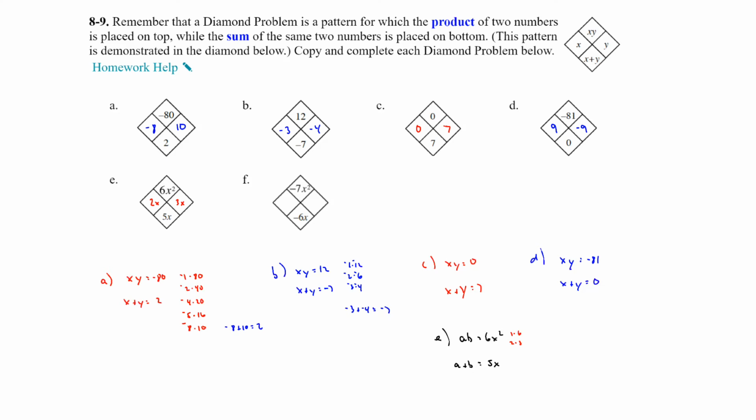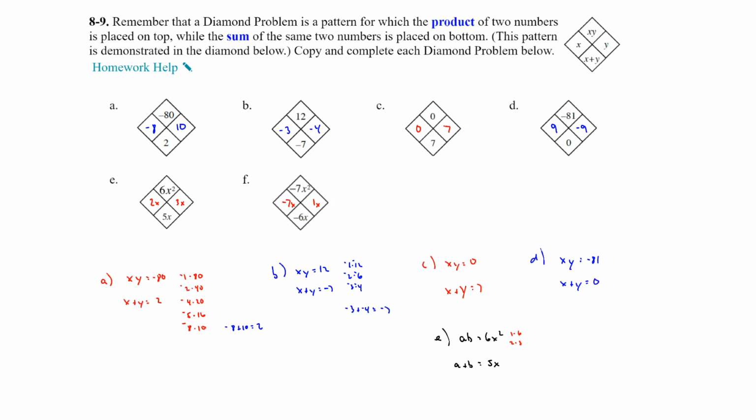And F is similar, so you got negative 7x squared and negative 6x. So what multiplies to give you negative 7 but adds to give you negative 6? So that would be negative 7 and 1. And then you need the x times x to get the x squared, and then negative 7x plus 1x is negative 6x.